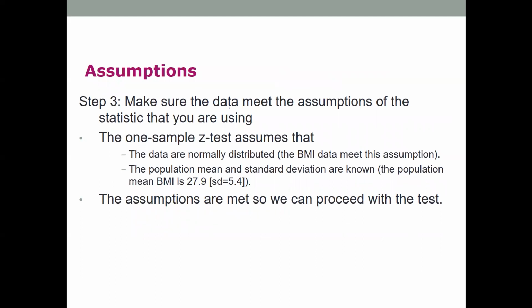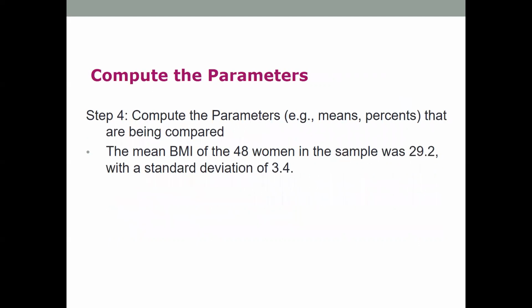Step 3 is to make sure that the data meets the assumptions of the statistic. Every statistic has different assumptions that have to be met. In a one sample z-test, the data are normally distributed and the population mean and the standard deviation are known. Those are the two assumptions that have to be met in order to use this test. The data we have does meet them, so we can proceed with the test.